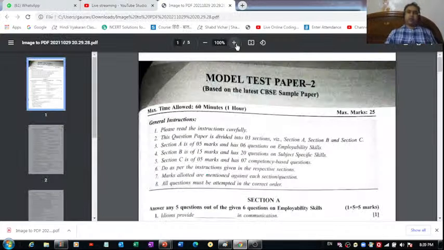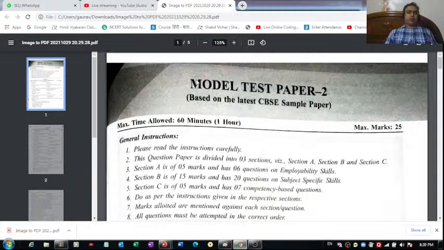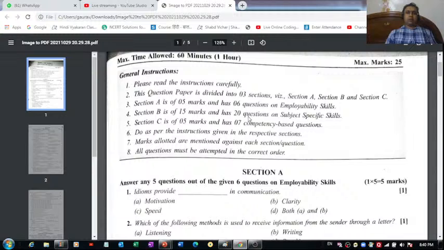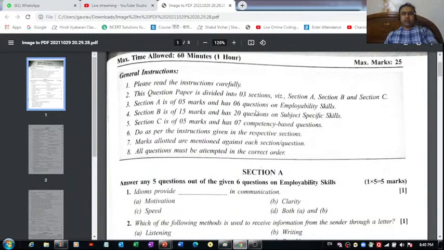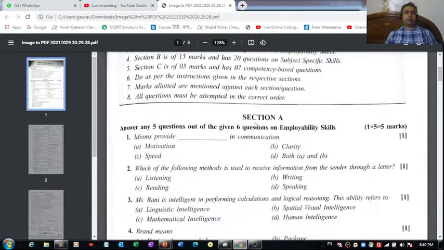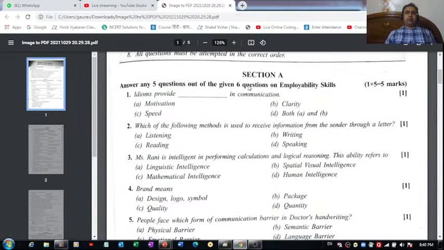In this lecture, we are going to again do some MCQ based questions, and we will be covering the AI related MCQ based questions. It is model test paper number 2 which we are going to do today, right? Okay, let's directly jump on the question answers part. So we're going to start with section A.